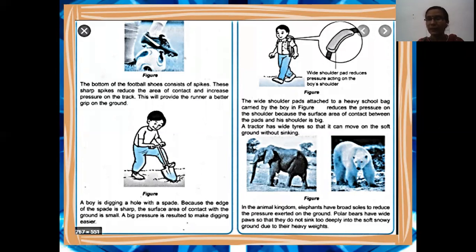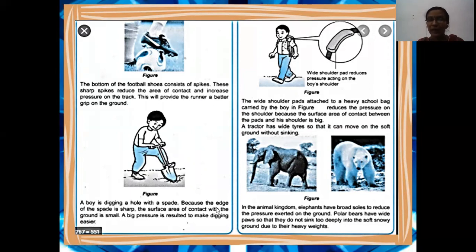Same as the animals that you have seen: elephants have broad soles, and the polar bear also has wide paws. Why the wide paws? Because they increase the contact area. What do they do to the contact area with the surface? Increase it. When the contact area increases, it means less pressure. Clear?